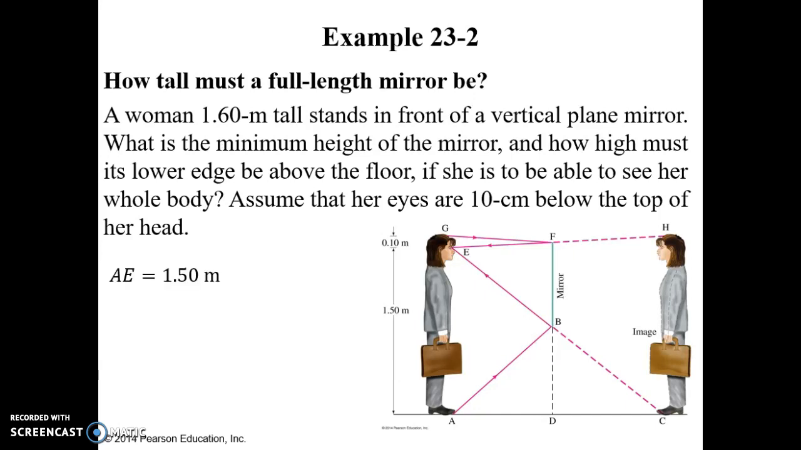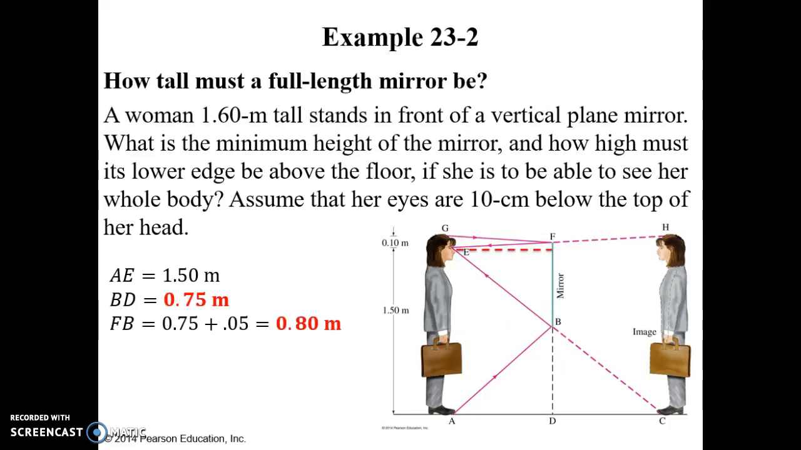Well, if the woman is 1.6 meters tall and her eyes are 10 centimeters below the top of her head, then the distance AE must be 1.5 meters. And according to the law of reflection, we have two equal right triangles. So the distance BD must be half of AE. So the mirror's lower edge is 0.75 meters above the floor.